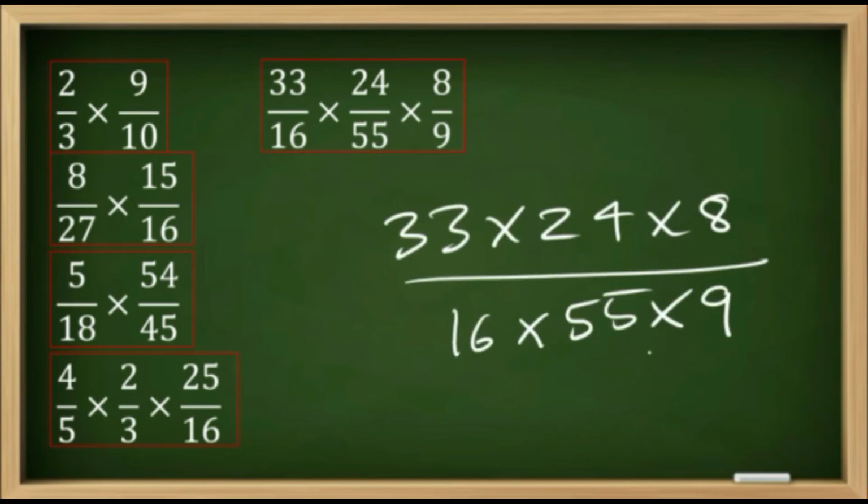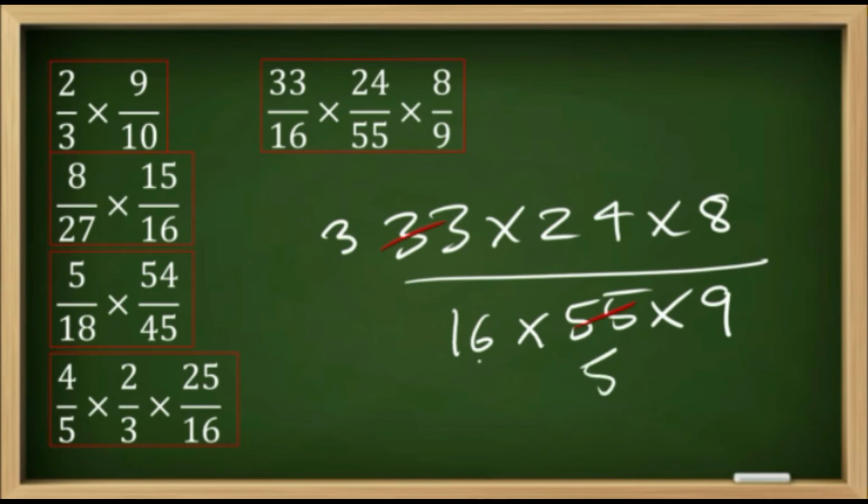So it is 33 into 24 into 8 by 16 into 55 into 9. Okay, so again I want you to pause the video and try to do this problem on your own. So I'm expecting you to pause the video, and now we are going to simplify this. So first, 33 and 55, they are both of 11 tables, so we are going to simplify that. 11 into 3, 33, 11 into 5 is 55.